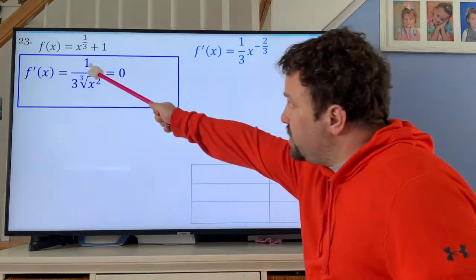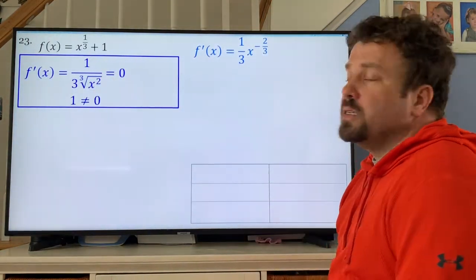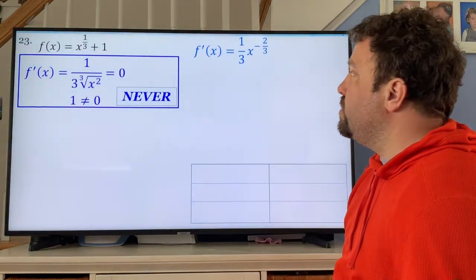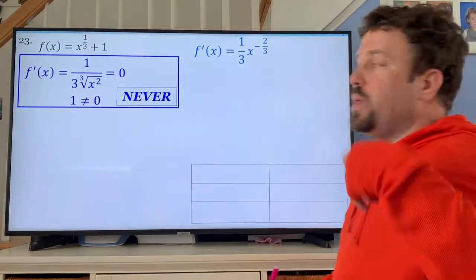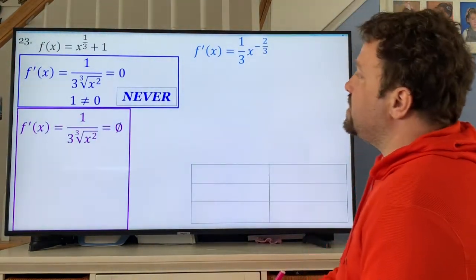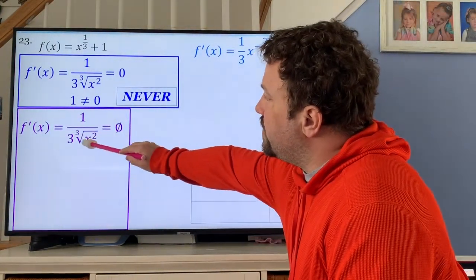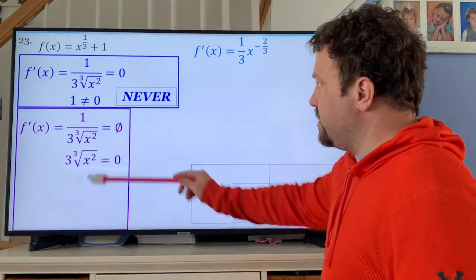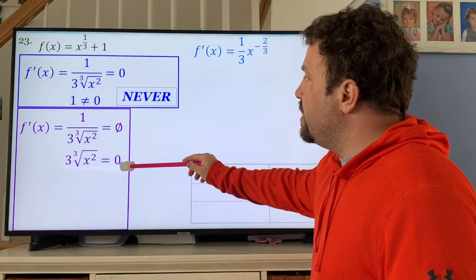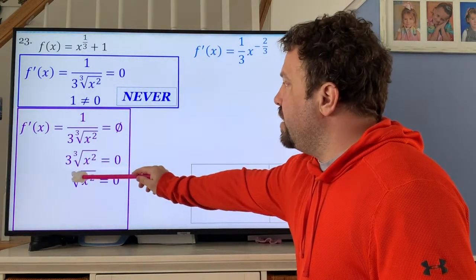it never equals 0 because you can never get the 1 to equal 0. Since the numerator can never equal 0, it never equals 0. So f prime of x never equals 0, but it can be undefined. When it's undefined, you want this expression to be undefined. When something's undefined, what is equal to 0? The denominator. So you set the denominator equal to 0.